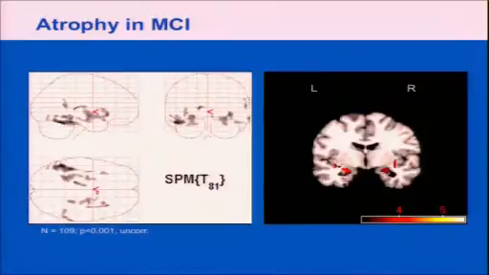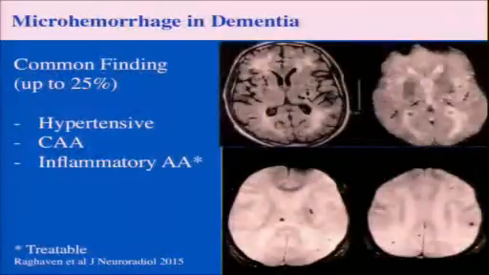If you look here in red, that's the significant different areas between the normal group and the minor cognitive impairment group. You see the changes are very small, and it's very difficult on an individual basis to quantify whether this is an atrophic brain, yes or no. It's almost impossible.